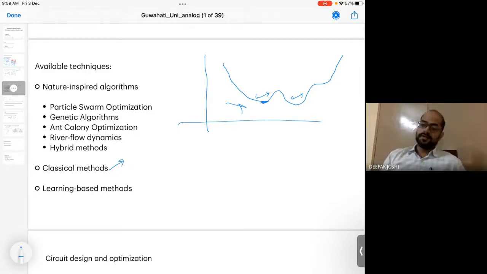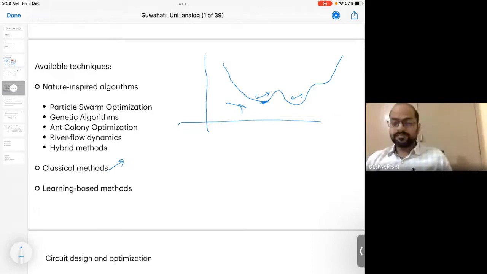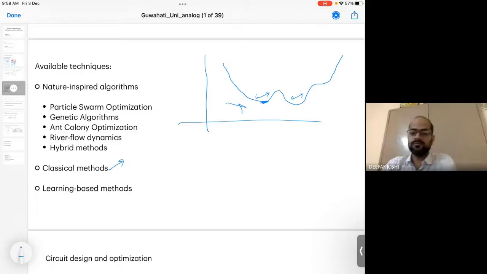Okay, so in order to represent it in the convex format, we will have to approximate, or we will have to ignore some of the terms which are making the objective function non-convex. So in the process of ignoring or neglecting some of the terms, error is introduced.